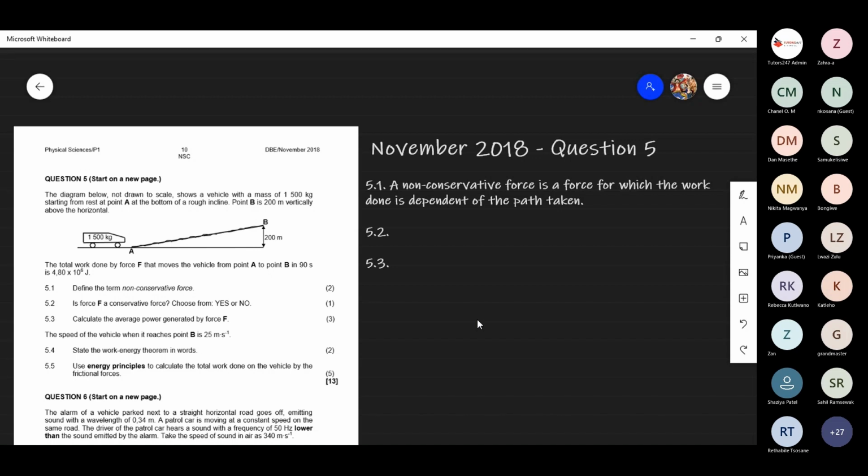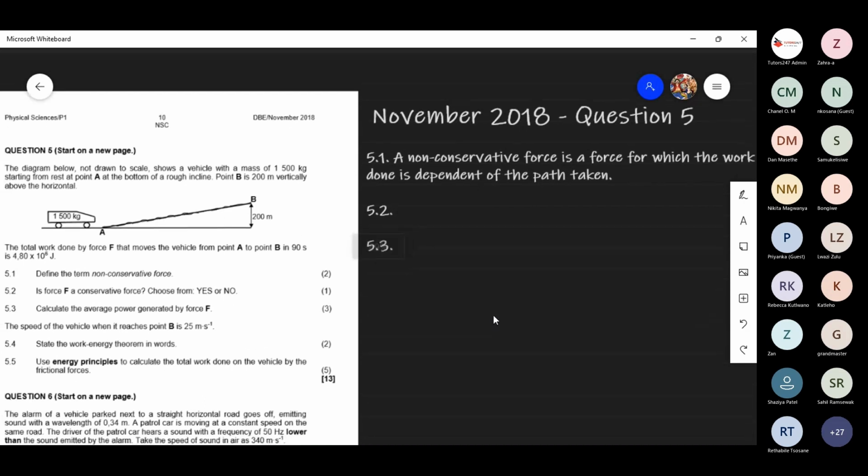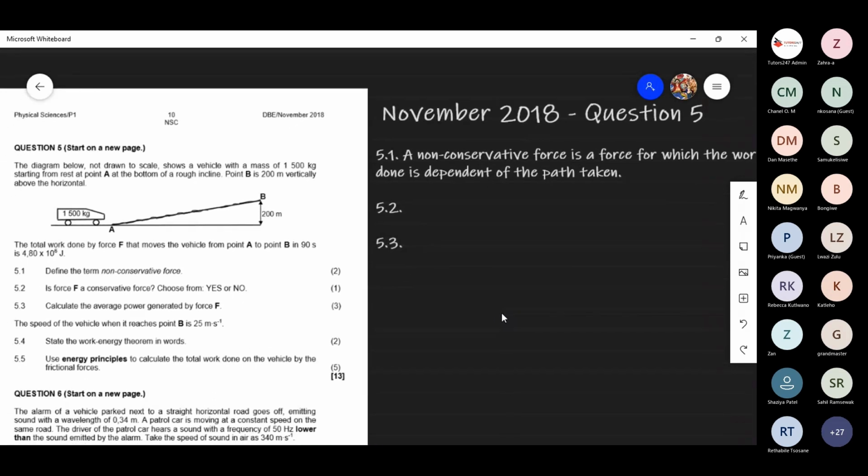Okay, so this is from a 2018 November exam paper. If you want to find out what exam paper the questions I'm doing are from, all you need to do is look at the top right-hand corner of the exam paper.